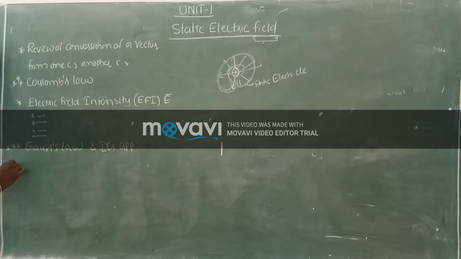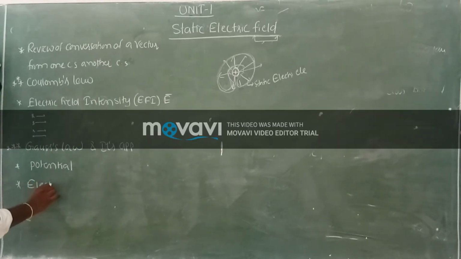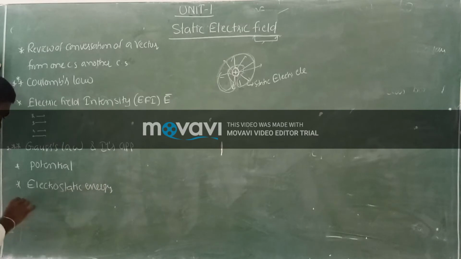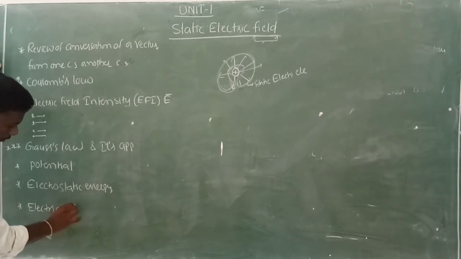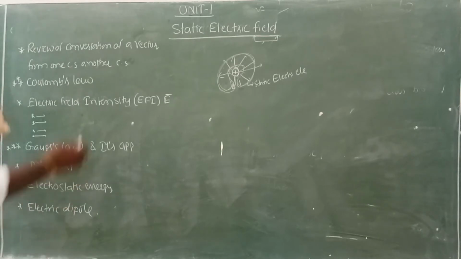Next one is about potential. The last ones are electrostatic energy, and the last topic is electric dipole. These are the topics we are going to study under your first unit.